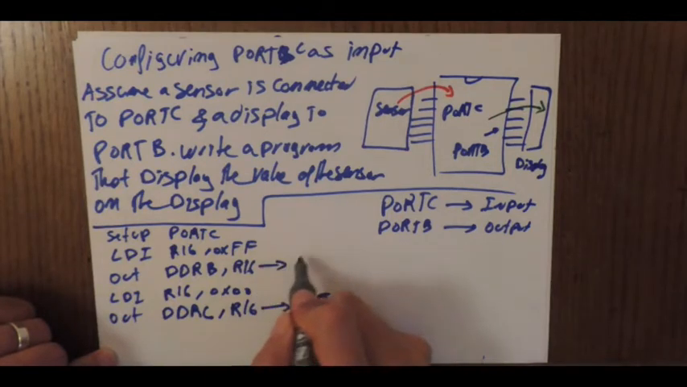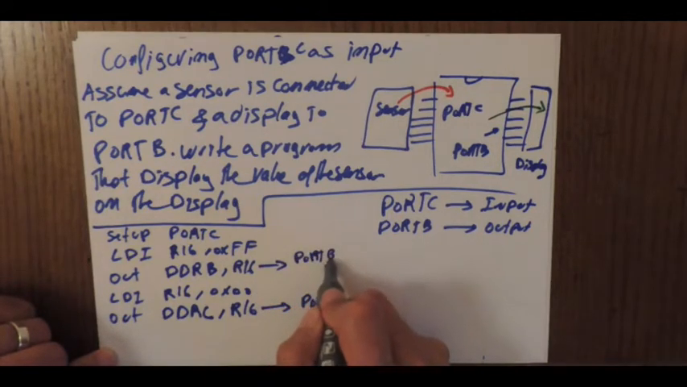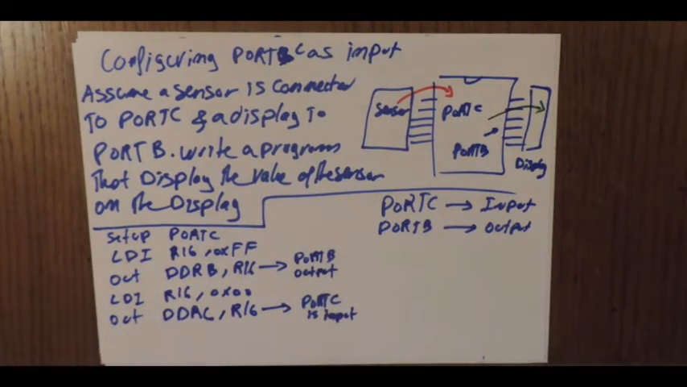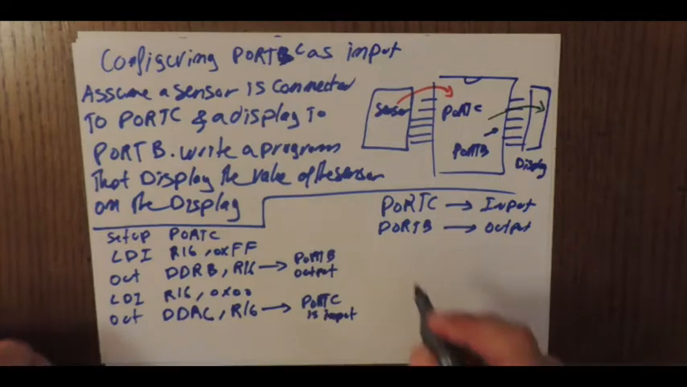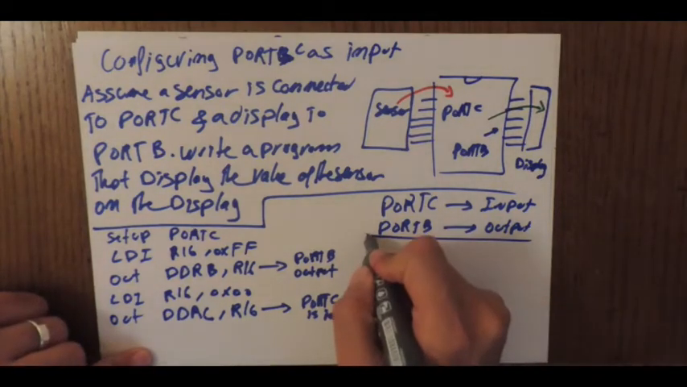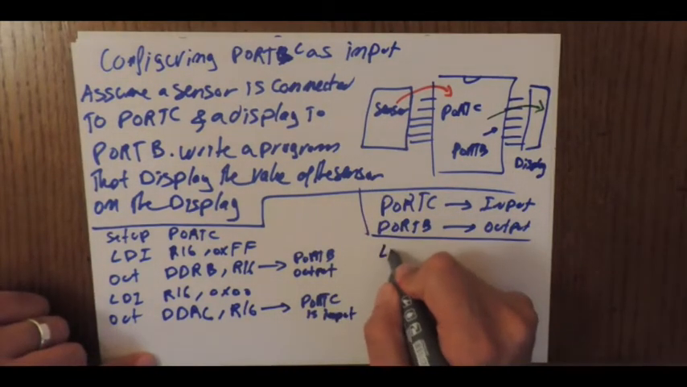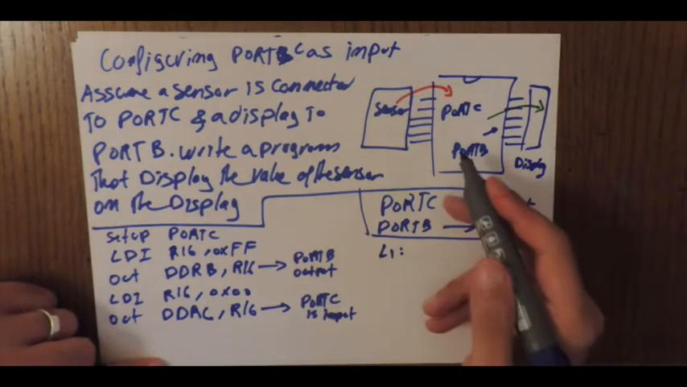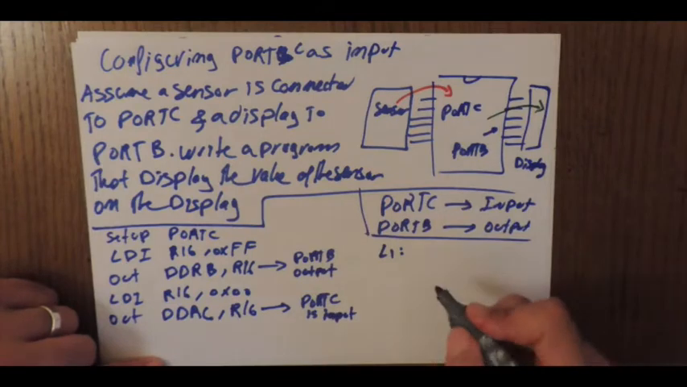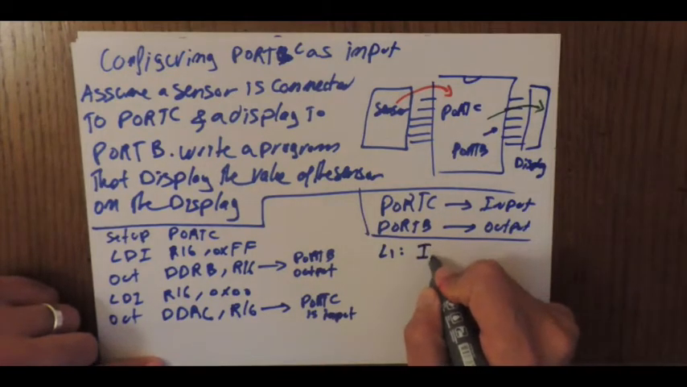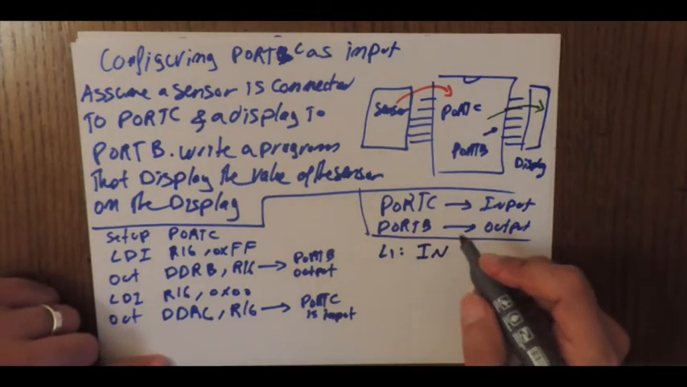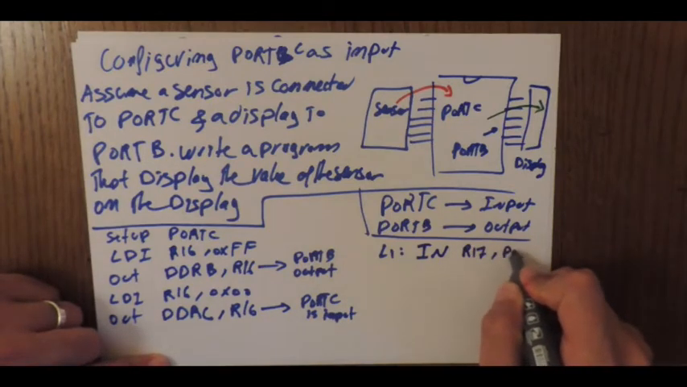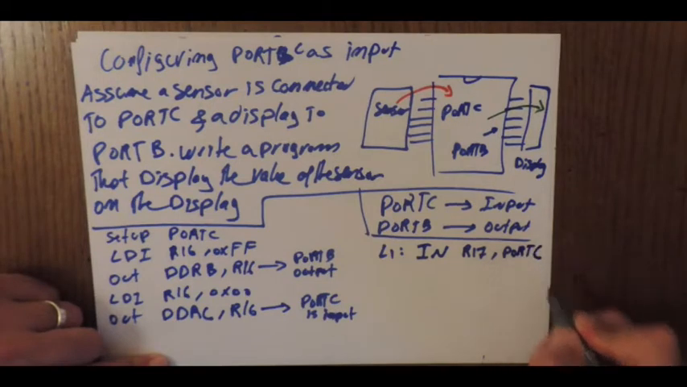Here port B is set as output. So you see the importance of these two. Then I'm going to continue here. So I'm going to do my infinite loop. First of all, I need to read the value from port C. The way to read a value, I use IN, and I'm going to place it in, let's say, R17. This will be read from port C.